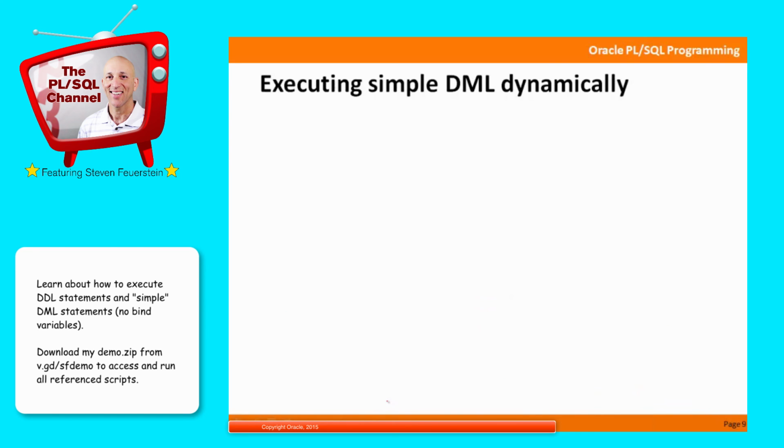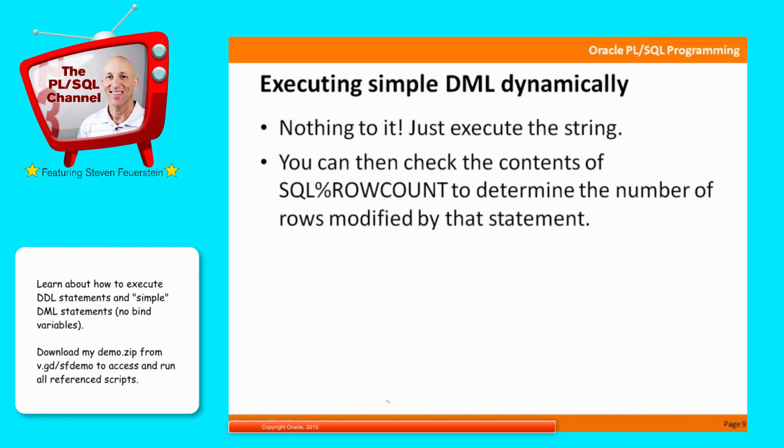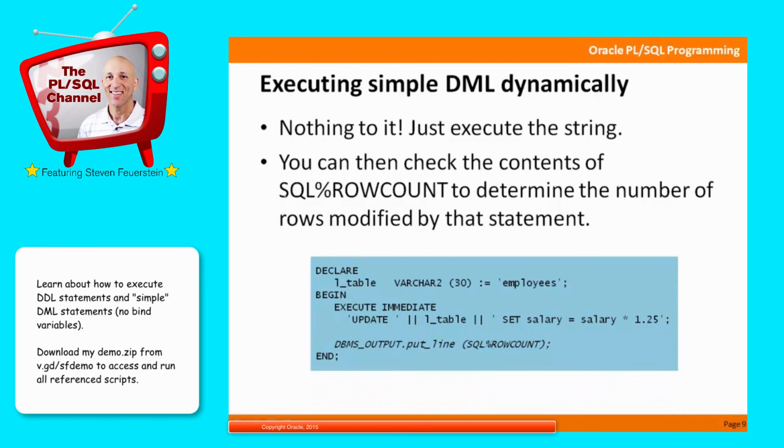Let's finish up by taking a look at executing simple DML dynamically. There's nothing to it really. You just execute the string, same as dynamic DDL, but it's even simpler here because you don't have to worry about as many side effects as DDL. And after you execute the string, if you'd like, you can check the contents of SQL%ROWCOUNT to determine the number of rows modified by your statement. So this implicit cursor attribute will apply to the most recently executed dynamic SQL statement as well.